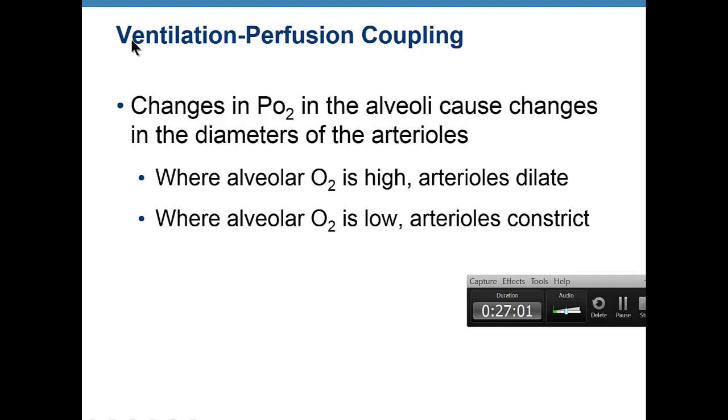So the way I would remember this and study this is just memorize one of these two, because this is the opposite of this, right? And don't memorize this because that's too much. Let's just apply it. If the alveolar O2 is high, the arterioles dilate. In the pulmonary capillaries, those arterioles that feed the pulmonary capillary. So just highlight this and just highlight this. Know an example of ventilation-perfusion coupling.